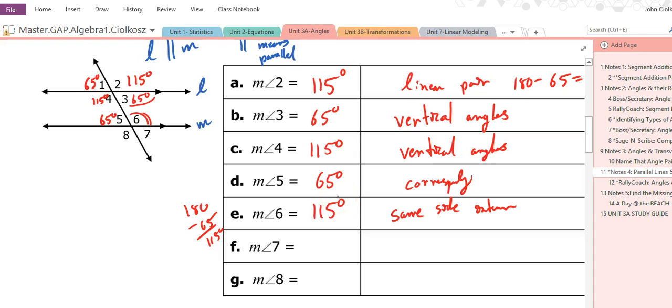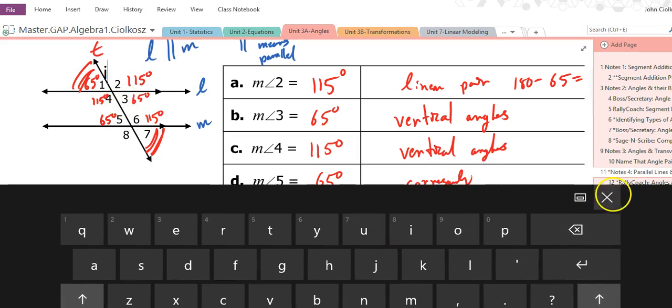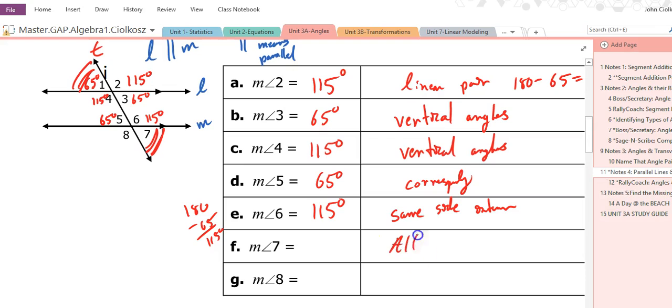Angle 7. Let's look at these two. Let's look at angle 7, angle 1. Those are on opposite sides of our transversal here. So if we call our transversal T, they're on opposite sides of T, and they're both exterior. So that means they're congruent. So alternate exterior. They're congruent, so that's just the same.